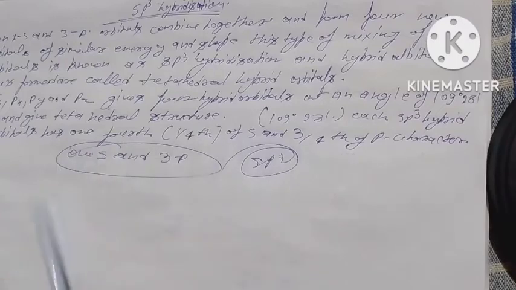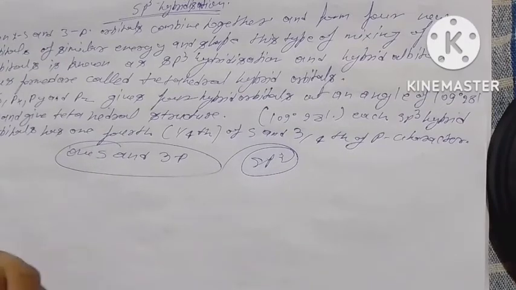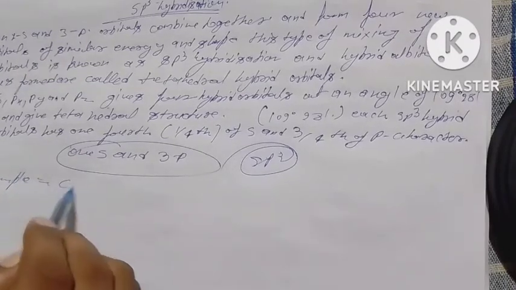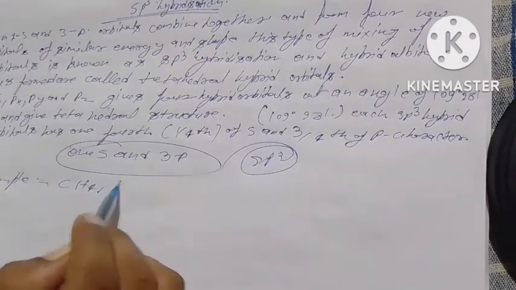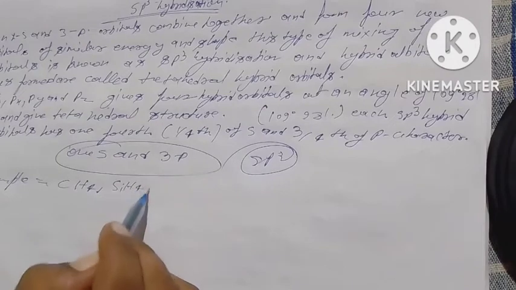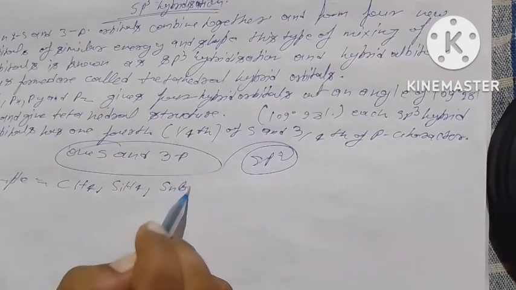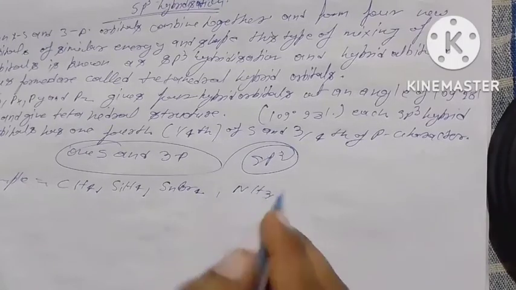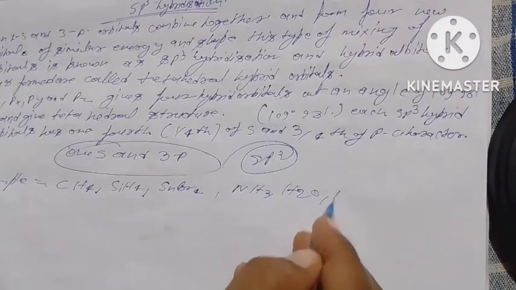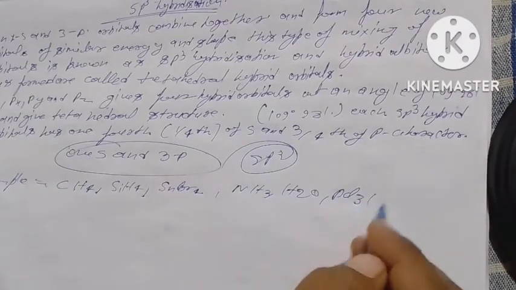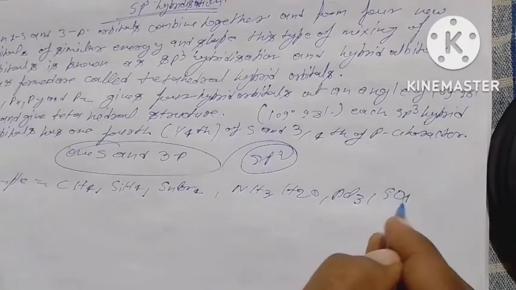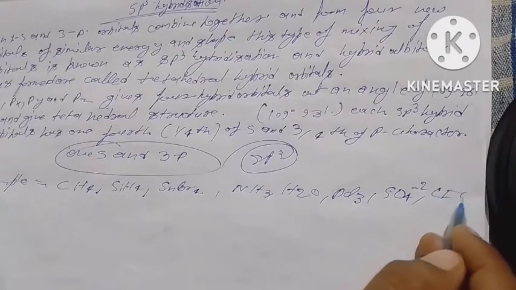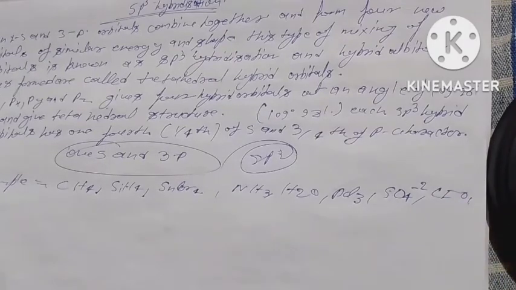As examples: methane CH4, SiH4, SnBr4, and NH3, H2O, PCl3, SO4 2-, ClO and so on.